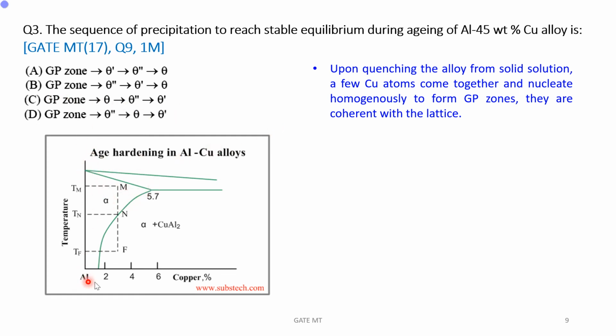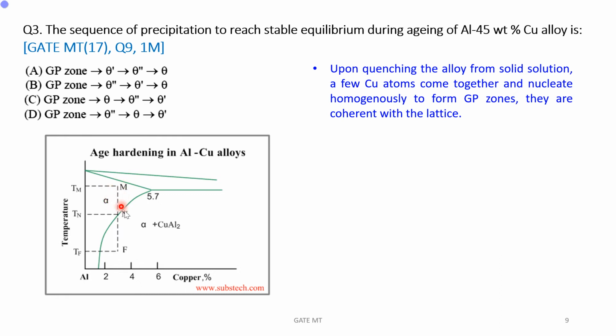So initially we have the phase diagram for an aluminum copper alloy. First we have what is known as solution treatment, or solutionizing. During the solution treatment, the alloy will be heated to a temperature above the solvus line. This is the solvus line. It is heated to a temperature above the solvus temperature and soaked at that temperature for a sufficient amount of time so that a homogeneous alpha phase will be produced.